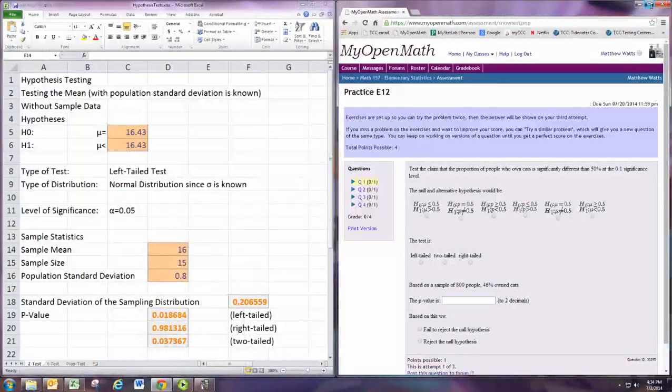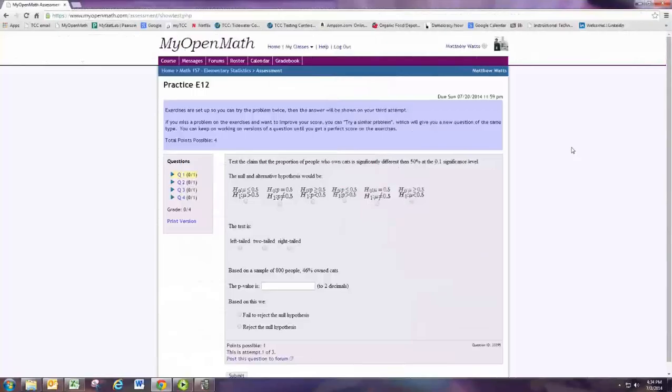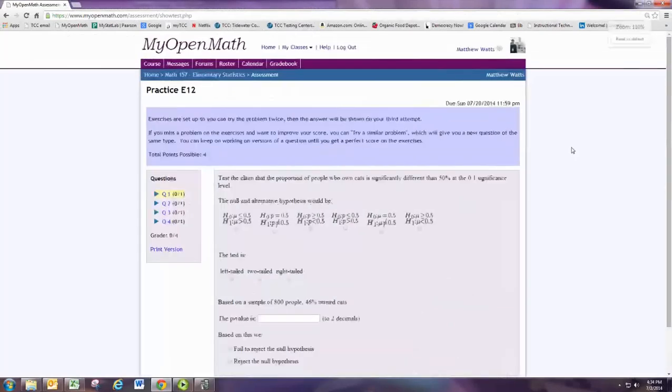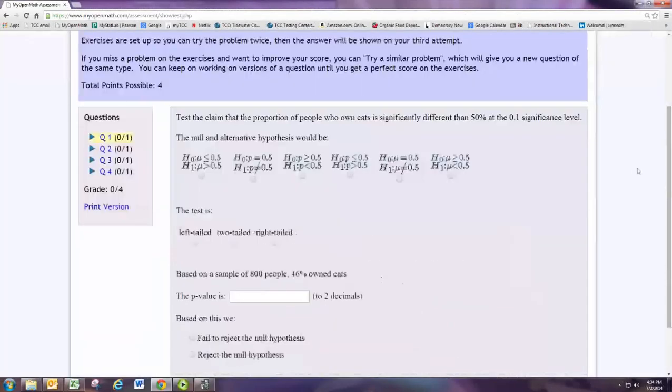In this video, we'll see how to do practice problem 1 from experience 12. Test the claim that the proportion of people who own cats is significantly different than 50% at the 0.1 significance level.